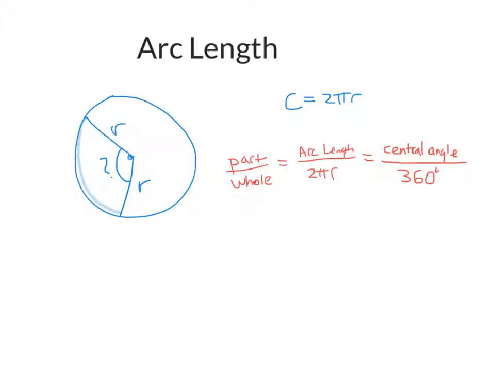Now, if you think about it, it's part over whole. We have the arc length, which is right here, over 2 pi r, which is the entire circumference. And that's going to be equal to the central angle, which is this angle, over the angle all the way around, which is 360. So you can think of this angle going all the way around. That's 360. So once again, part over whole. A piece of the circumference over the whole circumference equals the central angle over a full revolution. Okay? Now, I wrote this part over whole thing, but this isn't really part of the formula. This is the formula. Okay? So I'm actually going to erase this part over whole part.